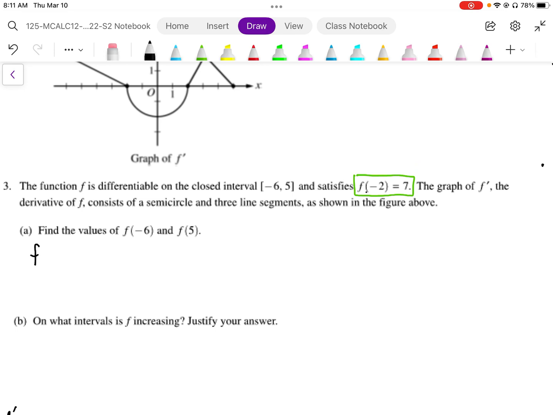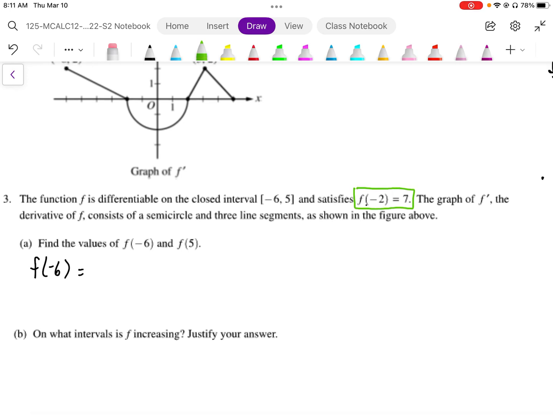So we want to find the value of f of -6. We're going to have our starting point, which is going to be f of -2, and that's going to be equal to 7. We're starting at a value of 7. And then we're going to find the displacement, which is the area under the curve from -2, that's our starting position, to -6. So in this case, we're going right to left. So we have to be careful of the sign of the area. That's going to be under the derivative function f prime of x dx.